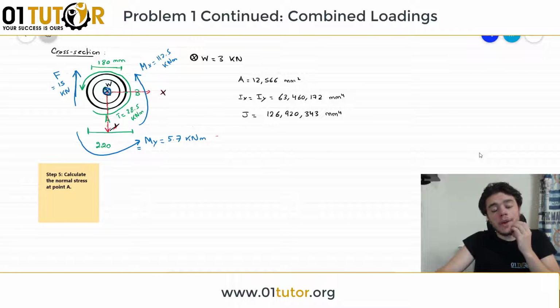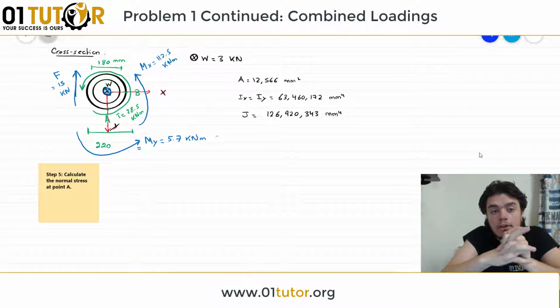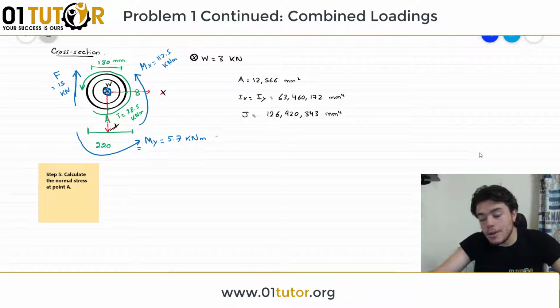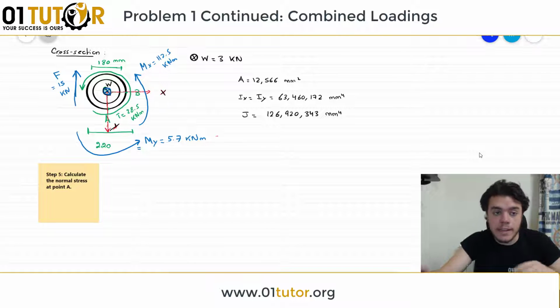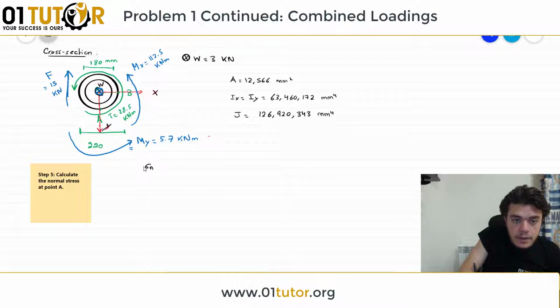Alright guys, so now that you have all the moments and all the forces represented correctly on the cross section, we can proceed to step 5, which is to calculate the normal stress at point A. Remember, the question is to calculate the normal and the shear stresses at points A and B. So sigma at point A, as we know, is a combination of what's happening due to the force plus what's happening due to the bending.